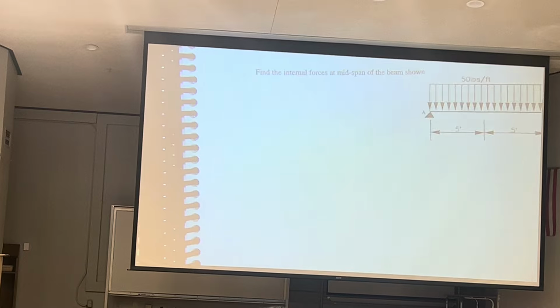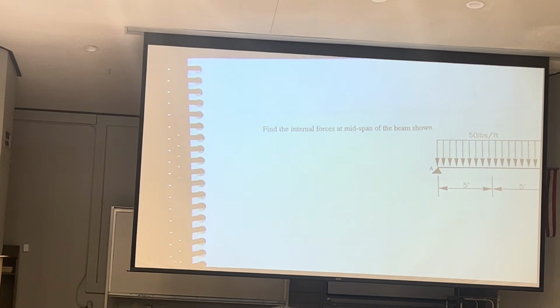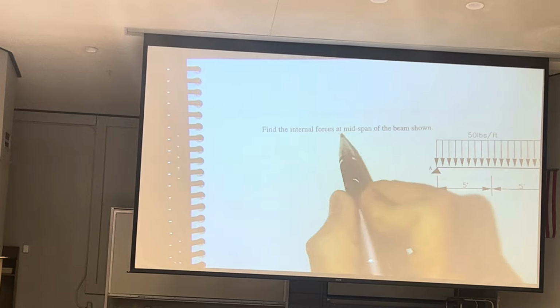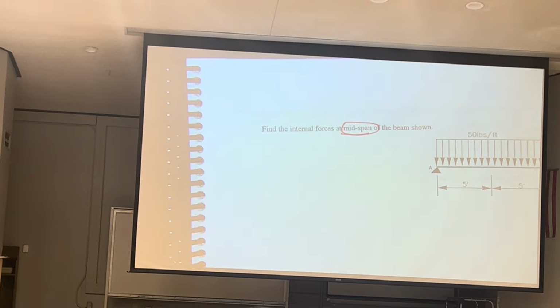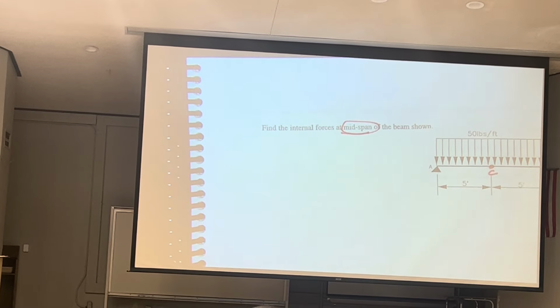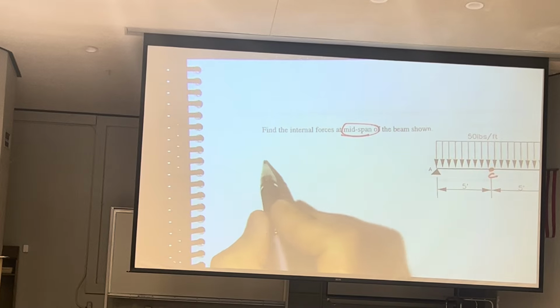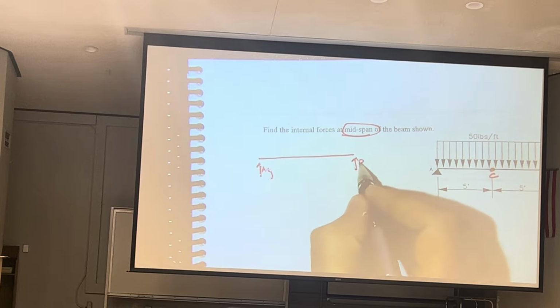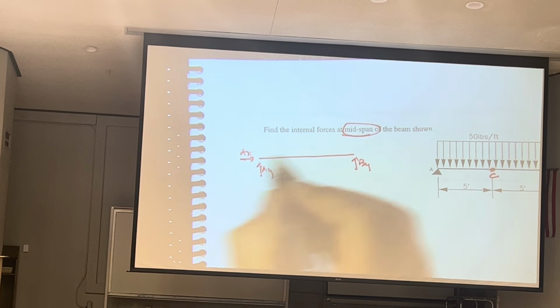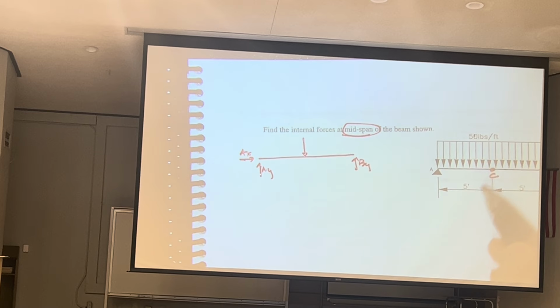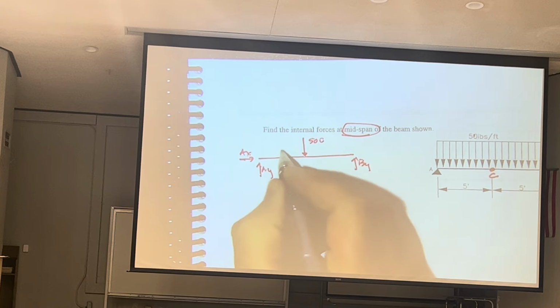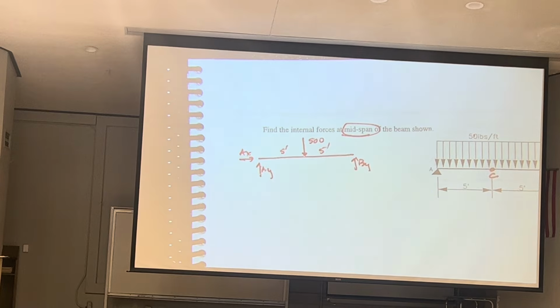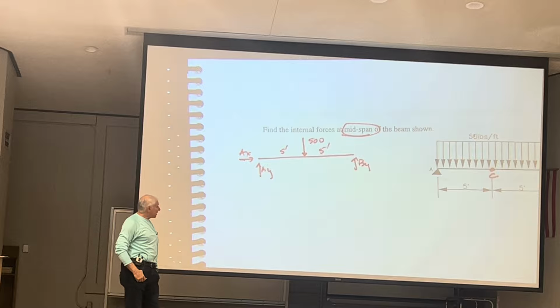Alright? Let's do this one. This one says, tell me the internal forces at mid-span. That means sitting right here. Let's call this point C. If I draw the free body diagram, I'm going to get AY, BY, AX, and a single force resultant, which is 50 times 10, which is 500, acting 5 feet here, 5 feet there. Agreed? This is external. That's what I should get.